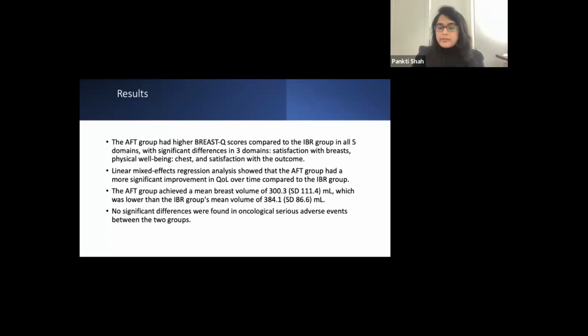Linear mixed effects regression analysis showed that the AFT group had more significant improvement in quality of life over time compared to the IBR group. The AFT group achieved a mean breast volume which is a little lower as compared to the IBR group. And no significant differences were found in oncological serious adverse events between the 2 groups.